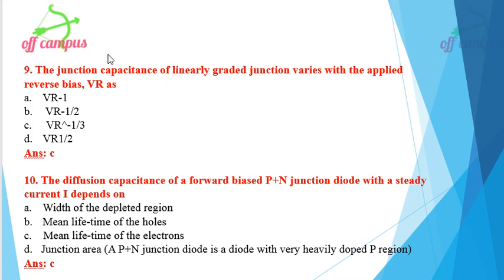I have already told you there is a junction capacitance and a diffusion capacitance in a PN junction. Diffusion capacitance dominates under forward bias, whereas junction capacitance, also called depletion or transition capacitance, dominates under reverse bias. What is the question here? The diffusion capacitance of a forward biased P plus N junction diode with a steady state current I depends on the mean lifetime of the electrons. Option C, mean lifetime of the electrons, is the right option for this problem.